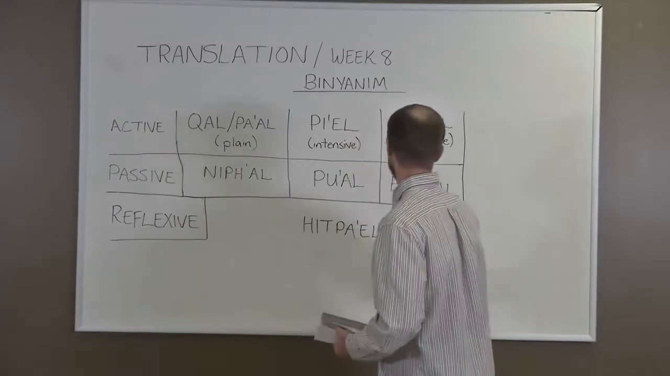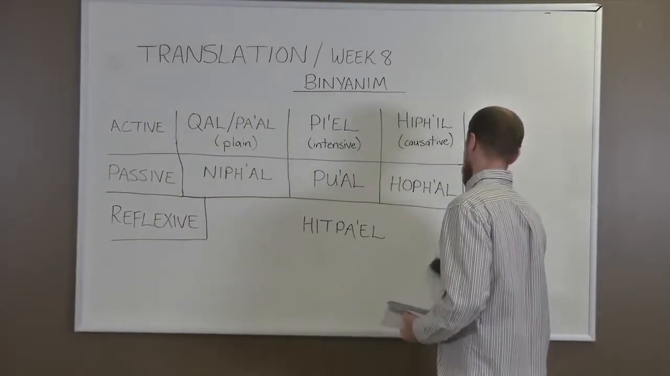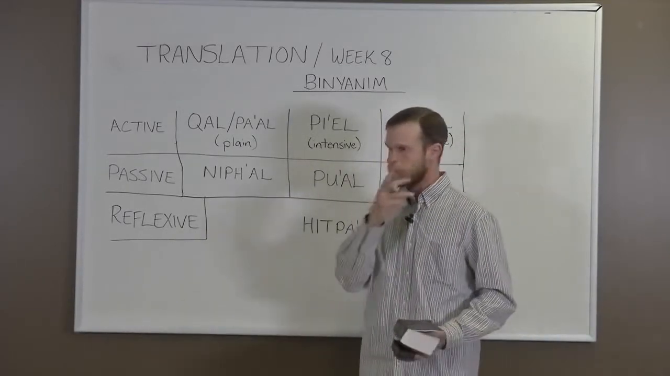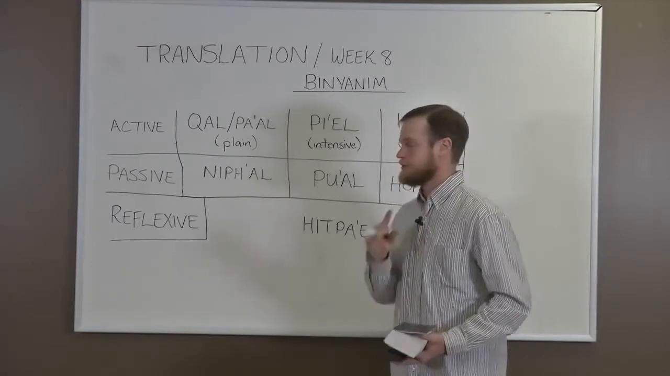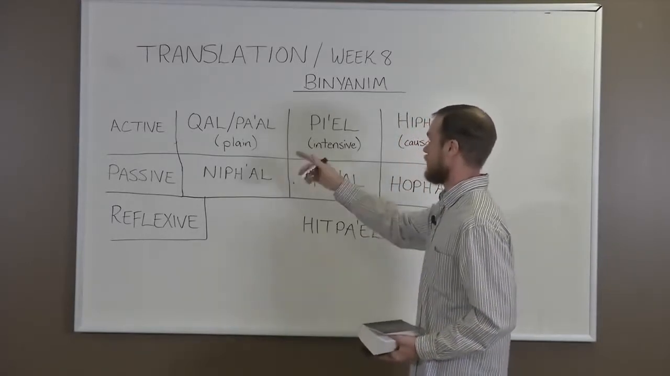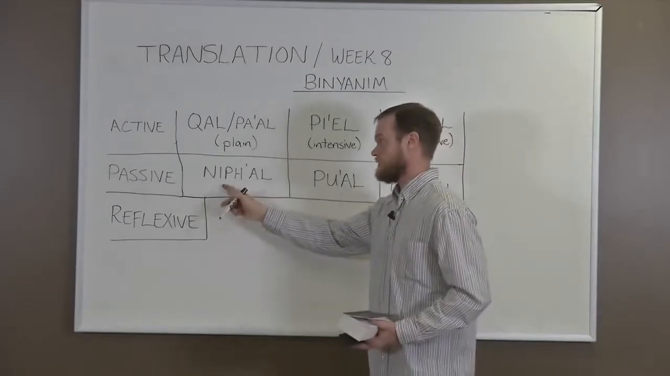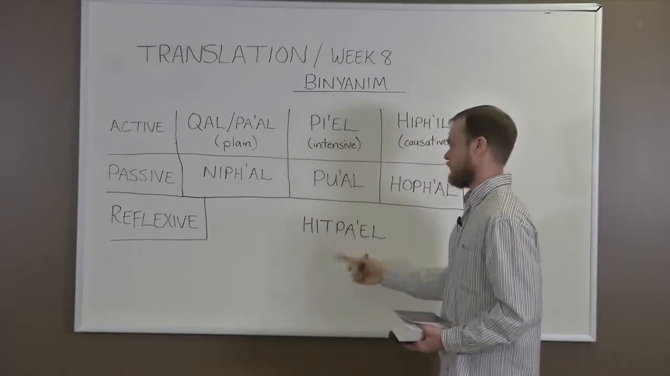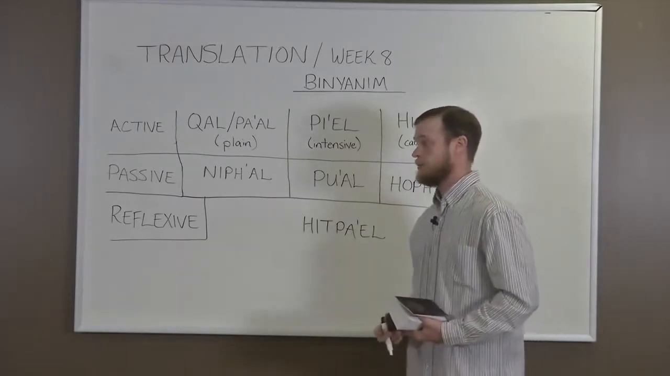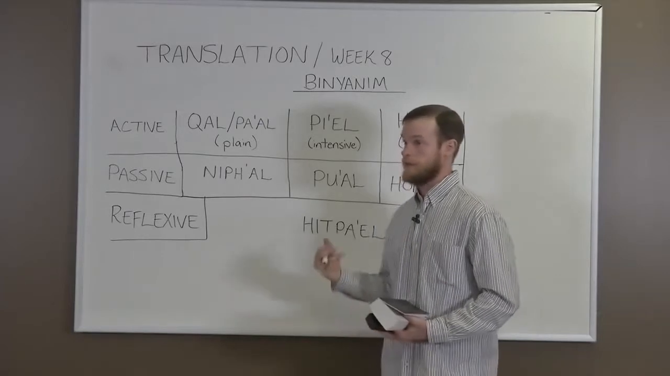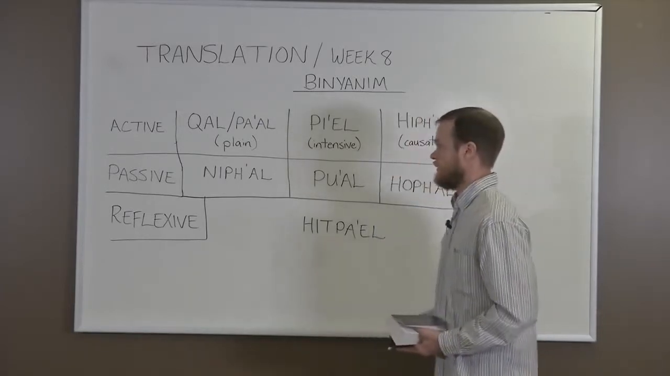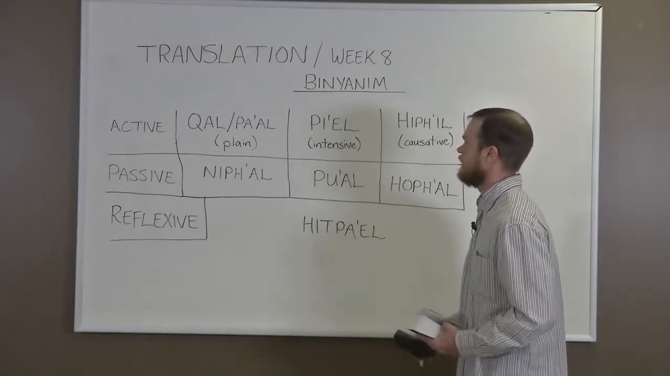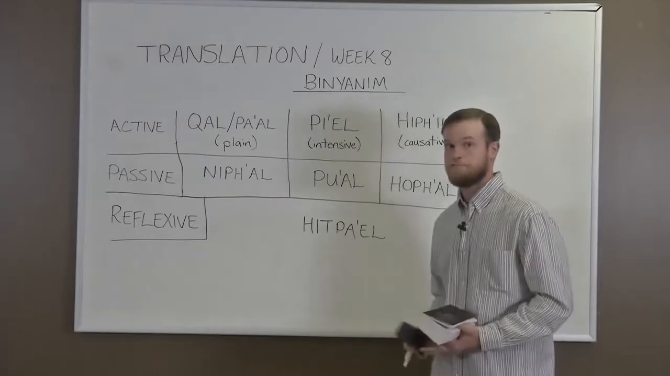Okay, so those are the 7 major binyanim. I want to make sure that we've at least talked about them all before the series is totally over. So yes, the kal, the pi'el, the hifil, their passive counterparts, the nifal, the pual, and the hufal, and the one standing alone, the reflexive form hitpa'el. And there are other minor binyanim, but you'll encounter them much less frequently than any of these. So these are the main ones you'll encounter in continuing Hebrew studies.